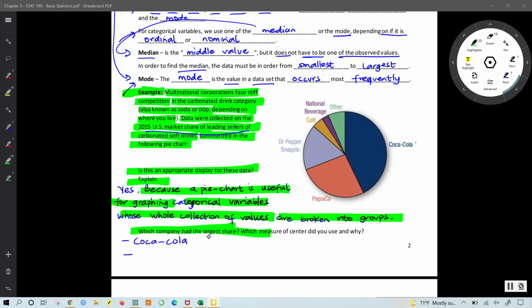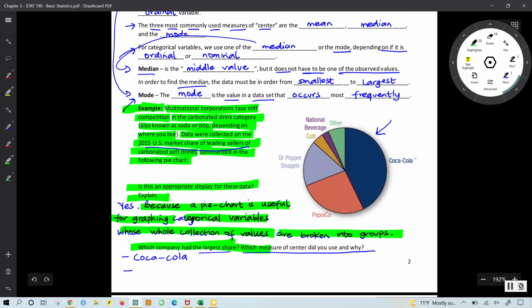Besides recognizing which company had the largest share, the next question is, which measure of center did you use or would you use to describe the typical US market share? Definitely, since this is a categorical variable and it's a nominal categorical variable, we will report the mode, that is the company that has the largest US market share of leading sellers of carbonated drinks. This is intuitively related to the mode, that is the one that occurs the most frequently.